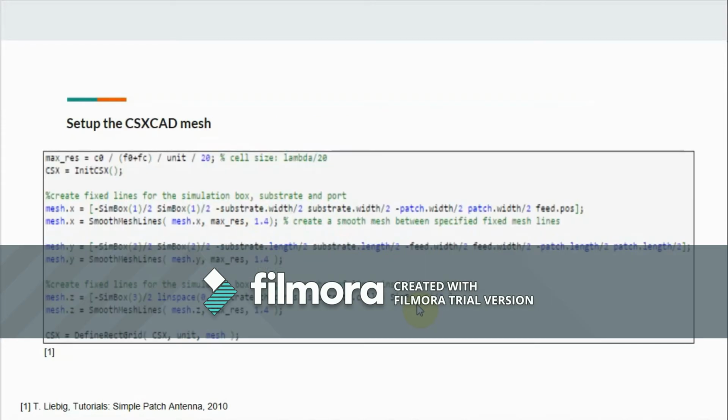To set up the FDTD mesh using a library called CSXCAD, first we need to define the meshes with points and intervals in the x, y, and z direction, using the function smooth mesh lines. Then using the define rect grid function, we will be creating a homogeneous mesh in the x, y, and z direction.